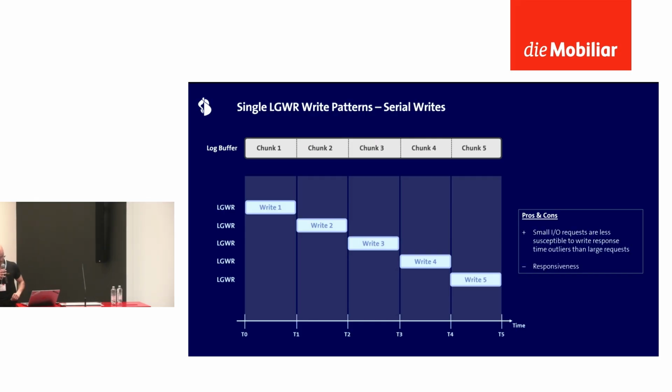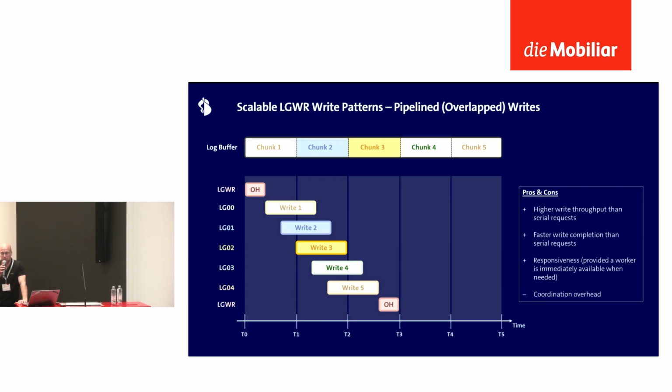And if we want to optimize that, we can do pipelined writes. And pipeline means overlapped. So log writer can go there, grab a chunk in memory, assign it to a worker, and then immediately after, while the first worker is in progress, assign another chunk to the second one, the third one, fourth one, etc. And this is what we mean by pipelined or overlapped writes. And log writer, this is by the way the default mode. When log writer switches from single to scalable mode, log writer then uses pipelined or overlapped writes.